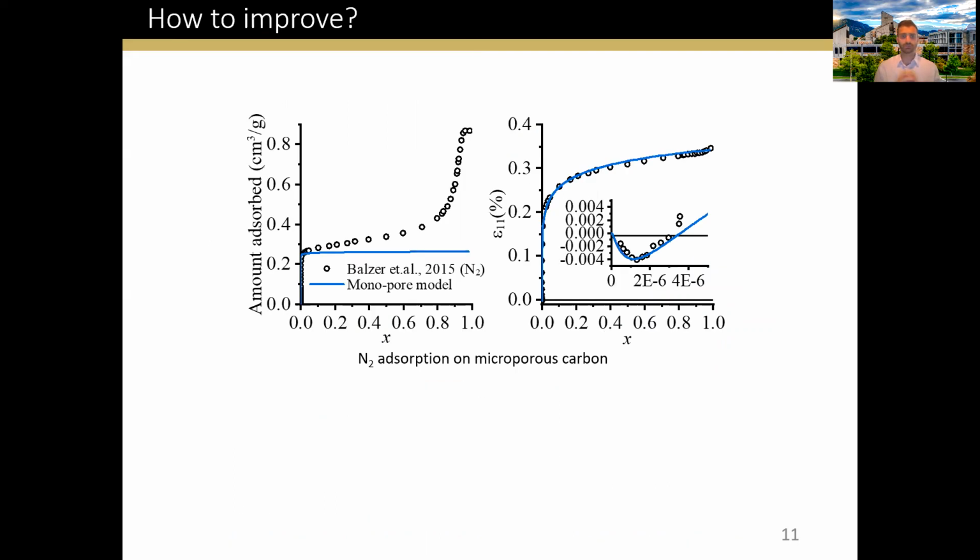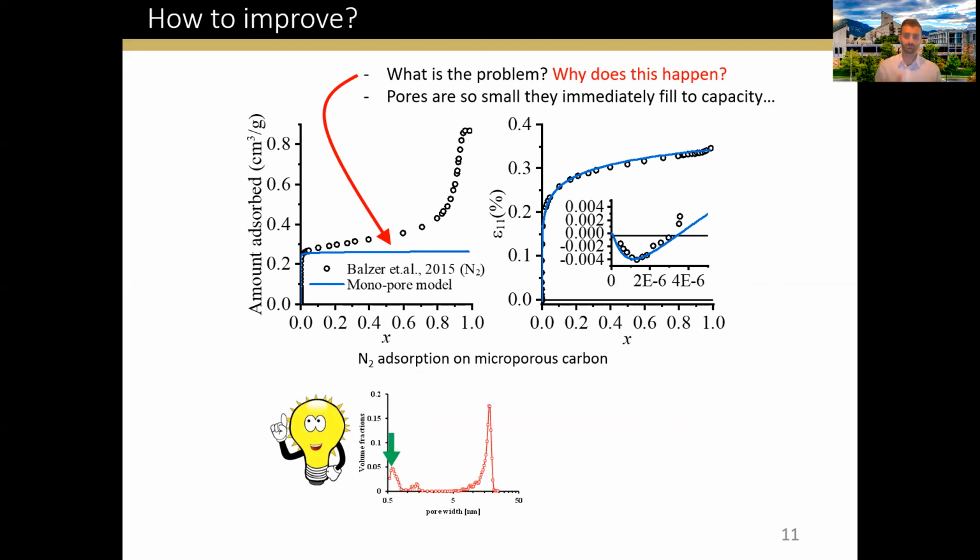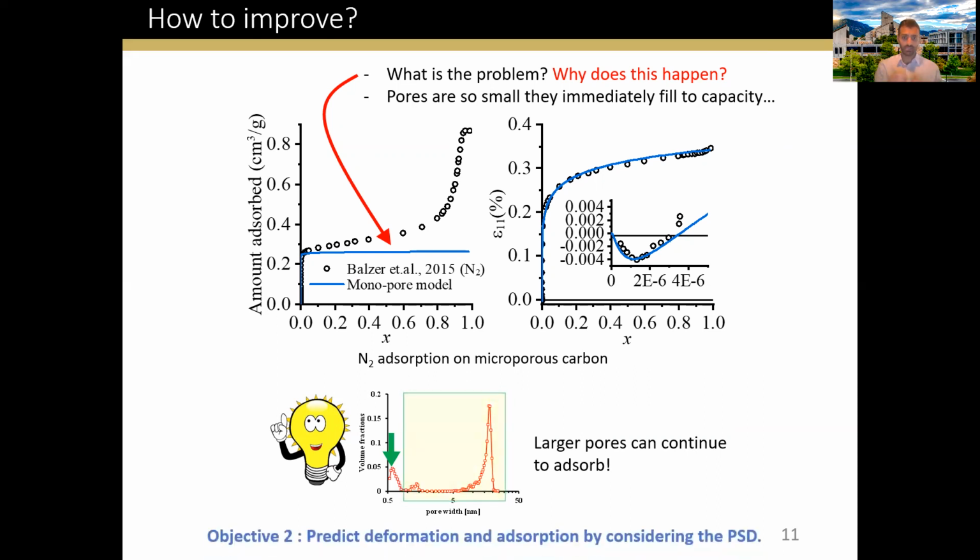But what is the problem with the amount adsorbed? We think that the choice of pore size is so small that those small pores are immediately filled to capacity and adsorption stops. But we need those small pore sizes to capture the initial shrinkage in the deformation data. So here's an idea. Instead of having just this one small pore size represent the entire pore size distribution, let's also consider all these larger pore sizes that can continue to adsorb. So we have our second objective here. Can we predict the deformation and adsorption by considering the entire pore size distribution data?